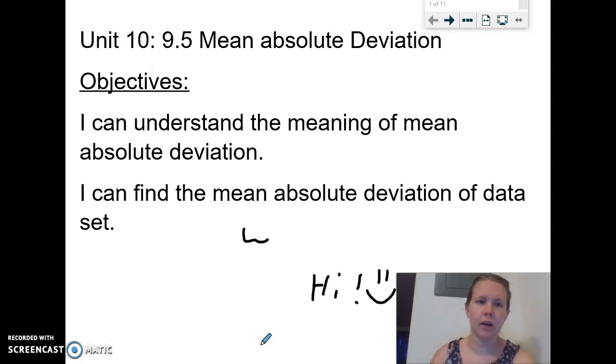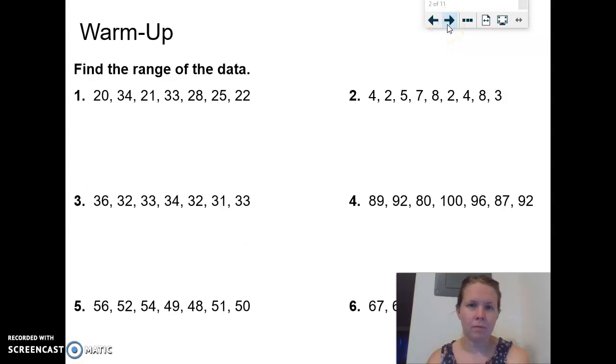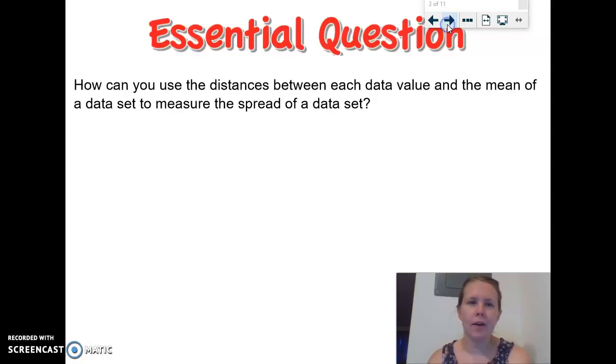So your objectives are, I can understand the meaning of mean absolute deviation, and I can find the mean absolute deviation of data. I was doodling on here. I got my little writing pad, so just making sure that that works as we go through. All right, skipping our warm-up for right now.